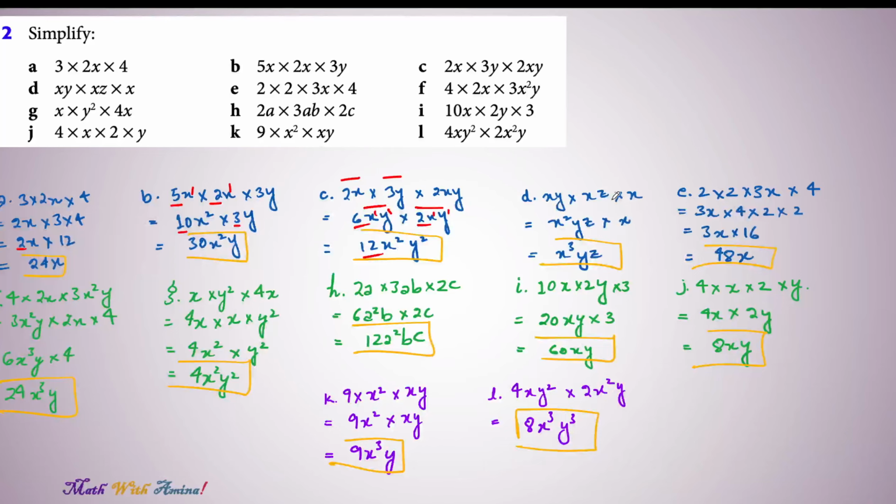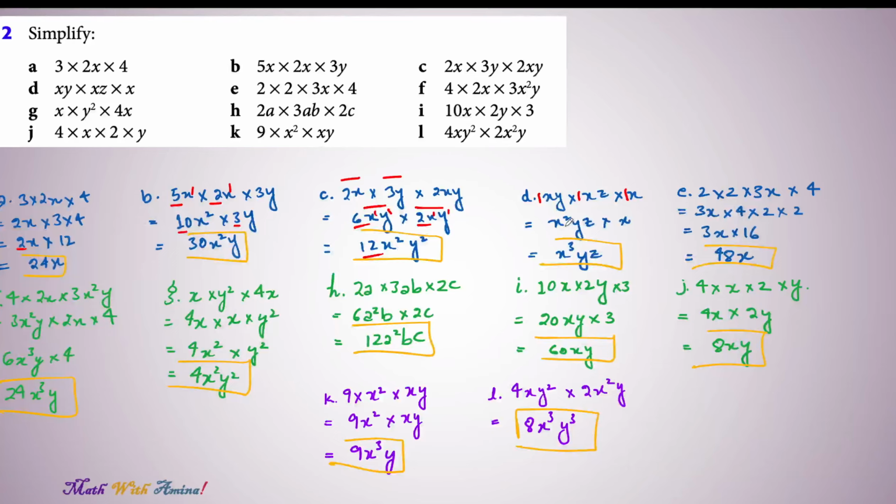Next, xy multiplied by xz multiplied by x. In here we do not have any coefficient. We assume it to be 1. When there is no coefficient written, it means the value is 1. So 1 multiplied by 1 is equal to 1. The variable x gets multiplied with x, so it will become x squared, since the powers 1 plus 1 are added. y and z appear in only one term, so they will be written as they are. As a result, we get x squared yz multiplied by x.